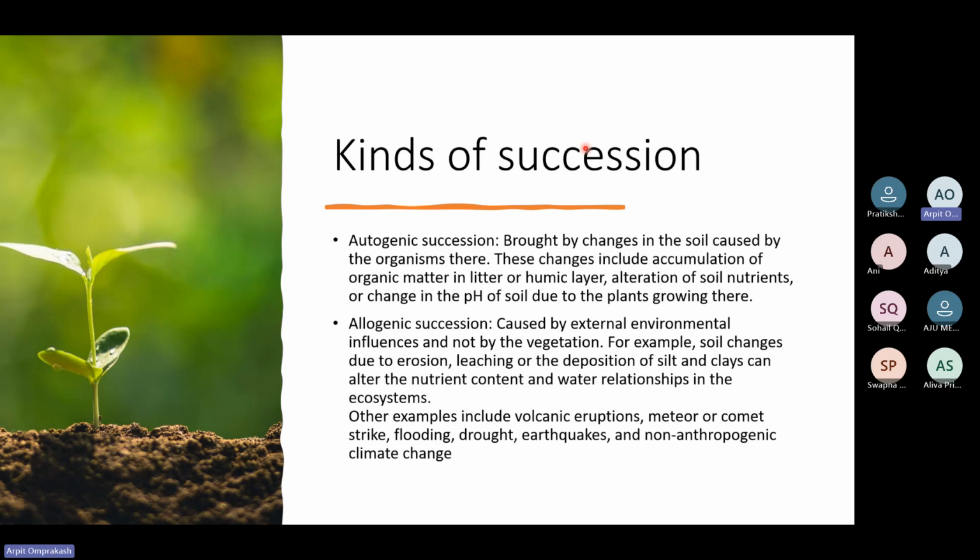Succession can also be divided into autogenic and allogenic. Autogenic succession is brought about by changes in the soil caused by the organisms there, so it is automatically generated. Allogenic succession is caused by external influence and not by vegetation. For example, erosion, leaching, and deposition of silt and clays can change nutrient content and lead to allogenic succession.